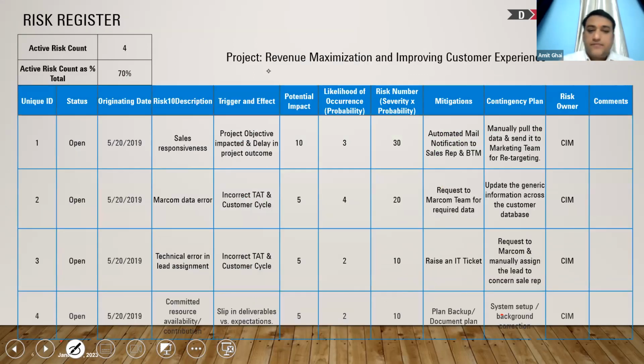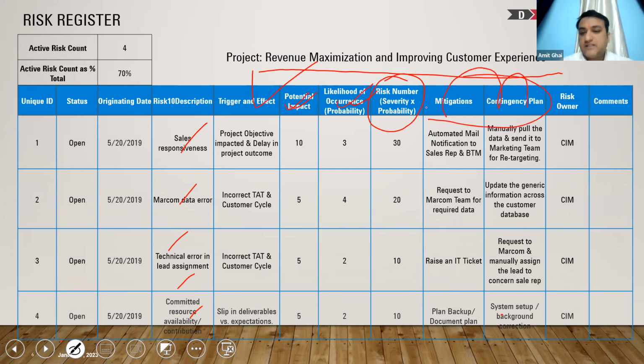Risk register is something where you actually try to assess what are the current risks involved, what are their trigger and impact, and then on the scale of 1 to 10, you calculate the risk priority number. What is the potential impact if this something does not go right? What is the likelihood of that happening? And then you also plan the mitigation and contingency of it. This is altogether a very detailed project management area, the risk assessment.